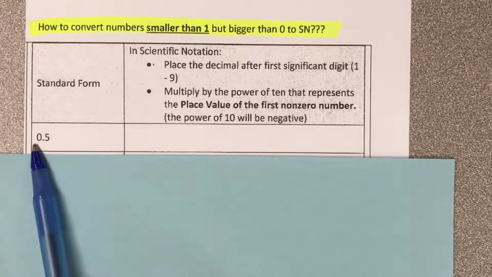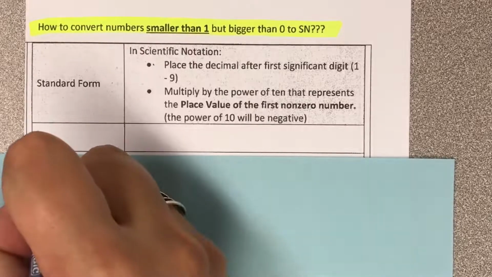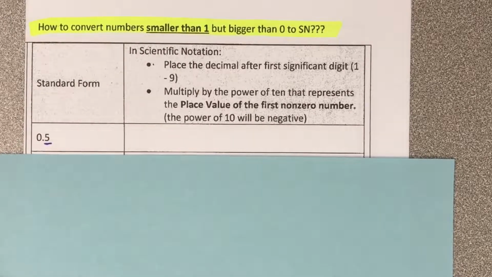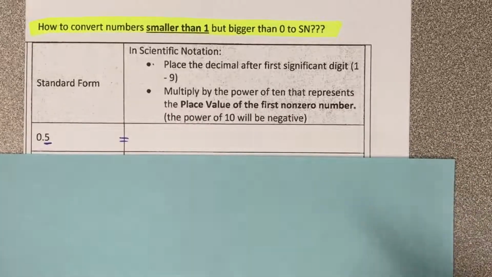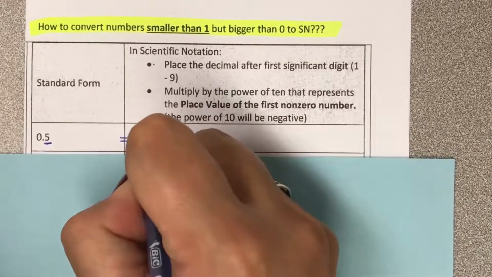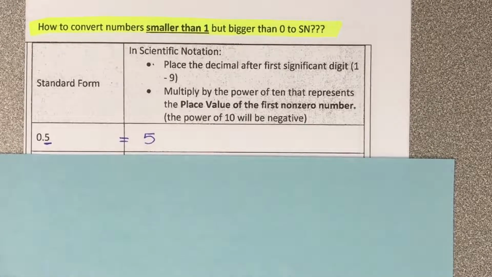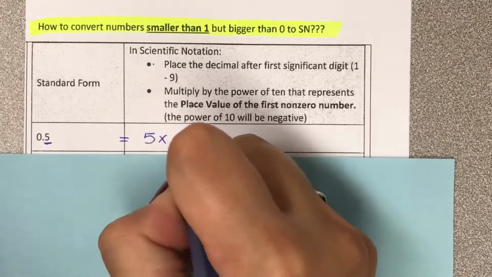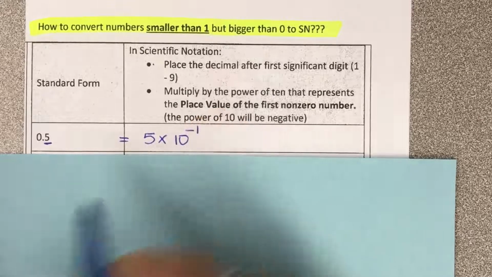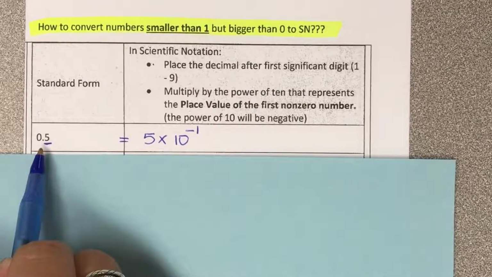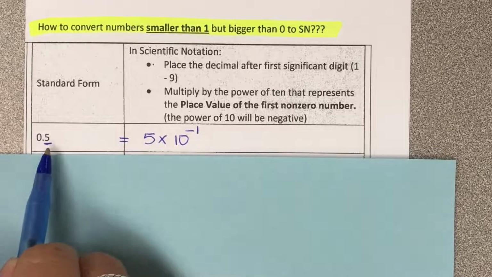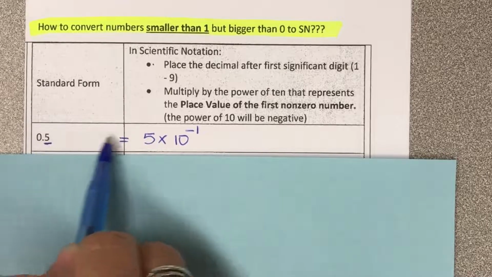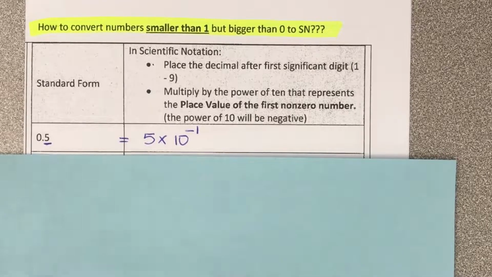So 0.5, it's 5/10. So that means 5 divided by 10. Now this number in scientific notation is going to be 5 multiplied by 10 to the negative 1. 5 is in tens place. Tens place means divide by 10. So if I have one digit behind the decimal, I'm multiplying by 10 to the negative 1.